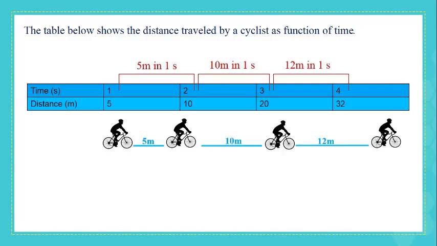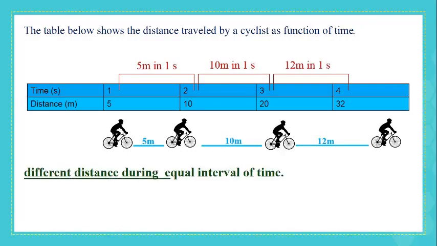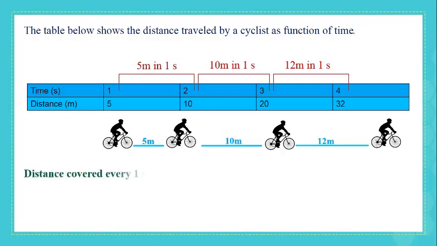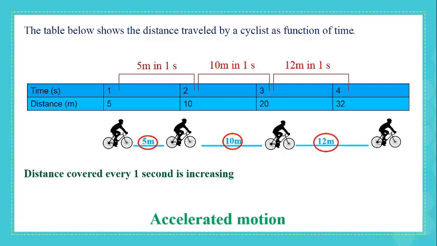Different distance is covered during equal interval of time. This means that his motion is non-uniform motion. Since distance covered every 1 second is increasing, 5 meters in the first second, then 10 meters in 1 second, 12 meters in 1 second, this indicates that his motion is accelerated motion.